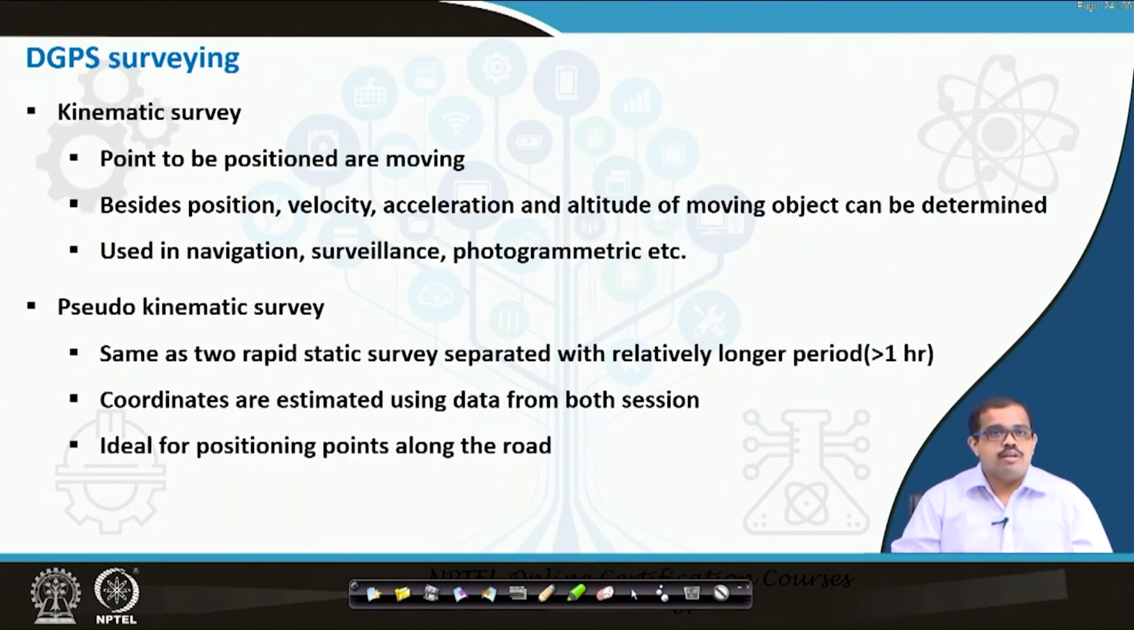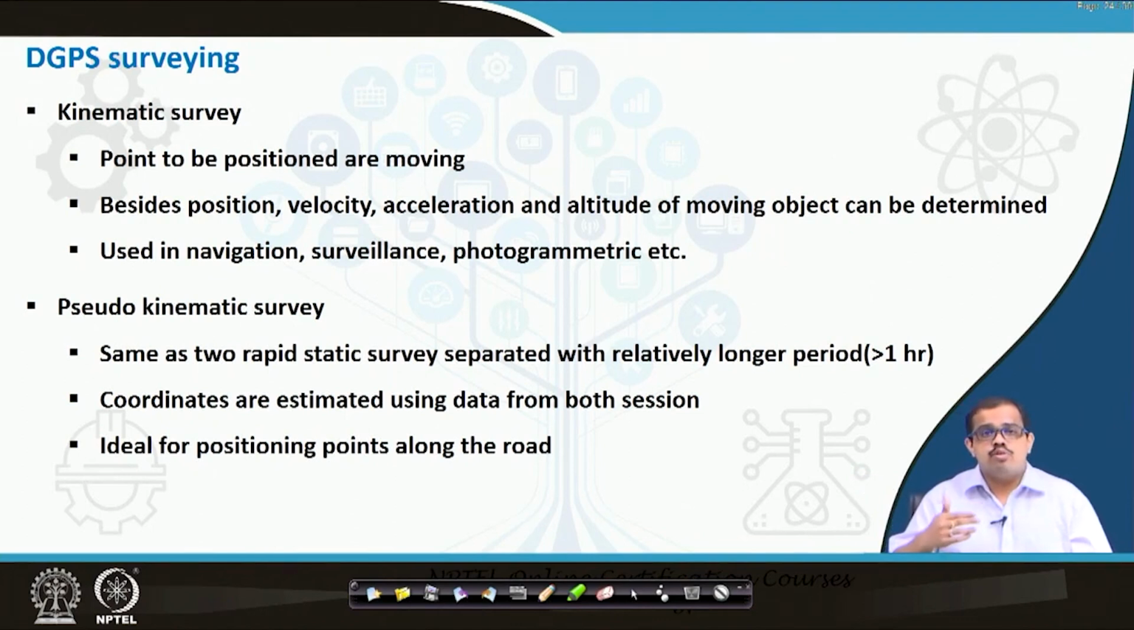When you look at a kinematic survey, the points to be positioned are moving. It's not static, the point is moving. Besides position, the velocity, acceleration and altitude of a moving object can be easily determined in a kinematic survey. Basically, in these kinds of DGPS surveying, the signals sent out are used for navigation, surveillance and photogrammetric applications.